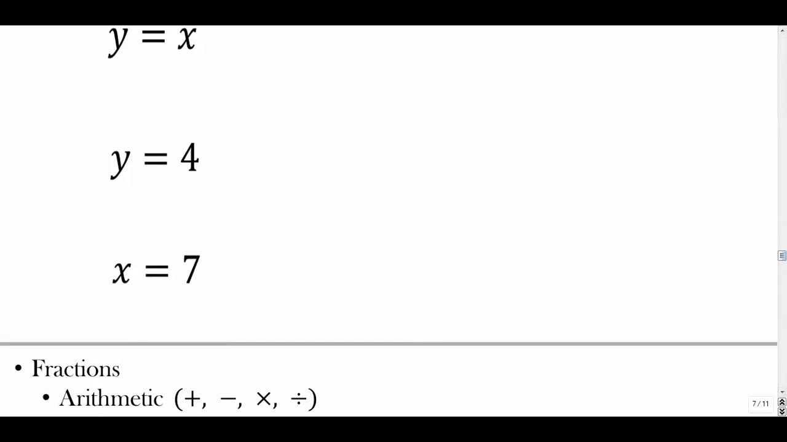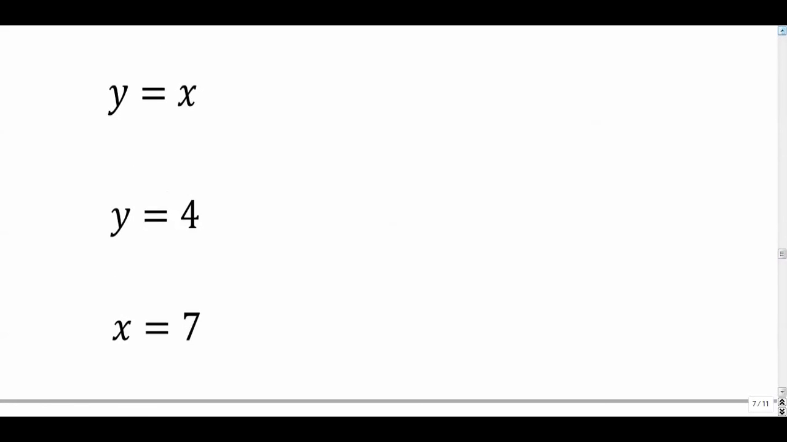How about these three? Give these three a shot. Pause it and see if you can, for each one, tell me the slope and the y-intercept of each one. Alright, this first one is y equals x. When y equals x, your slope is 1. And your y-intercept is 0.